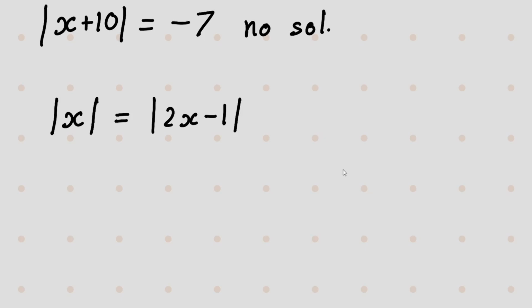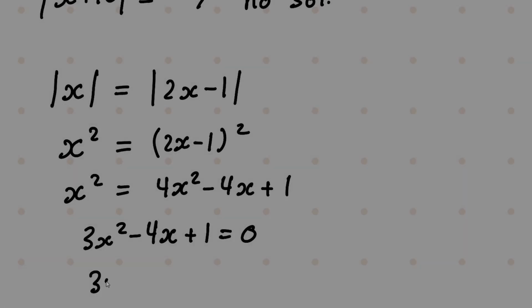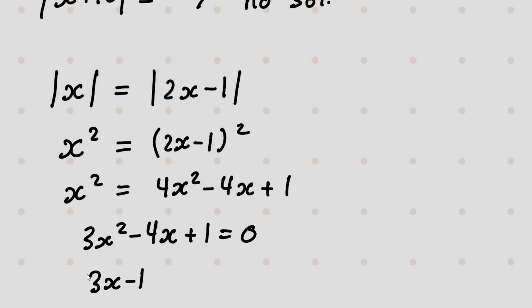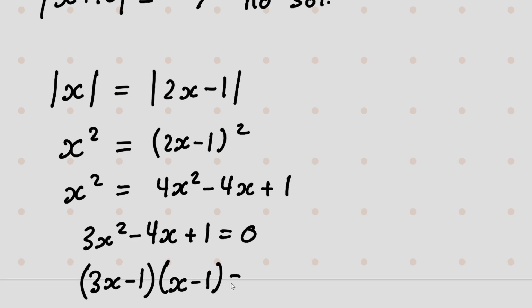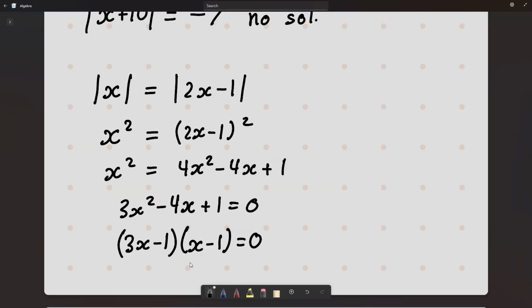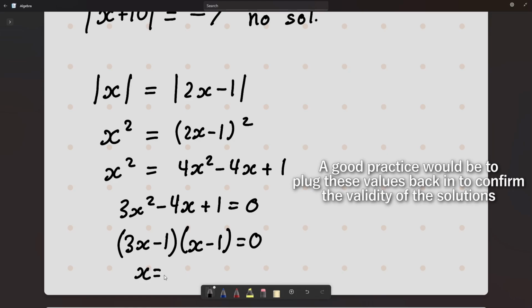What you're going to do now is square both sides, right? And I'll tell you the reason for this later. So you're going to get 3x minus 1 and x minus 1. I'm just doing this fast. So your two solutions are x equals 1 over 3 and x equals 1.